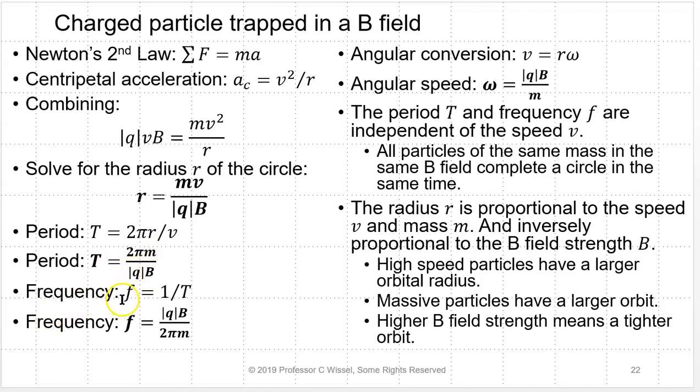The frequency, which is how many times per second, or hertz, is 1 over the period. Frequency would be qB over 2 pi m. Now we can convert this to radians. So v equals r omega. Angular speed, in radians per second, would be qB over m. The period T and the frequency f are independent of the speed v. All particles of the same mass in the same magnetic field complete a circle in the same time. The radius r is proportional to speed v and mass m, and inversely proportional to the magnetic field strength B. High-speed particles have a larger orbital radius, which makes sense. Massive particles also have a larger orbit. That also makes sense. Higher magnetic field strength means a tighter orbit. That also makes sense.